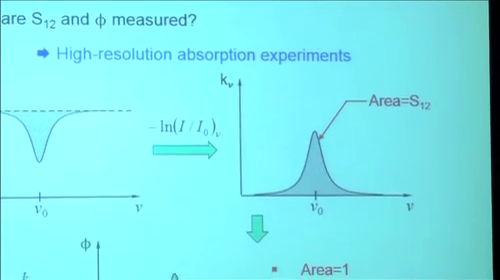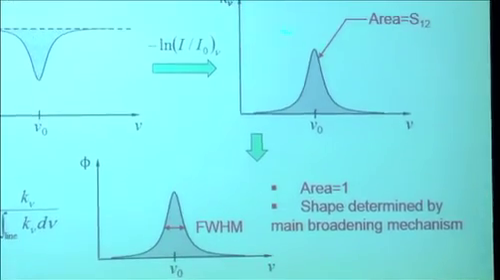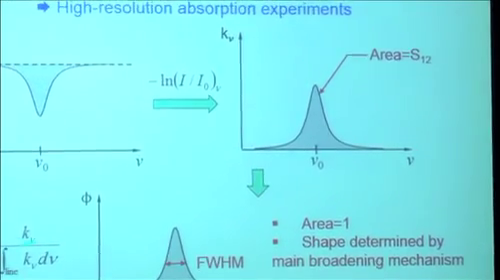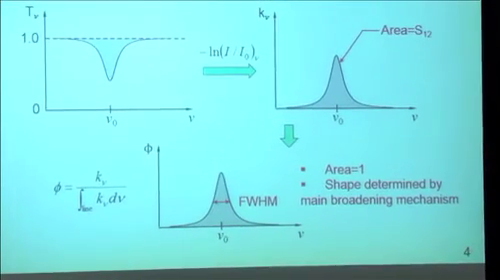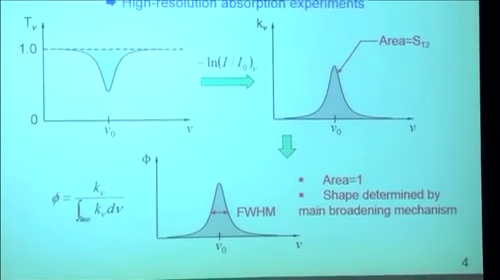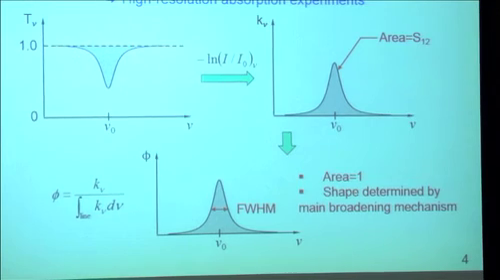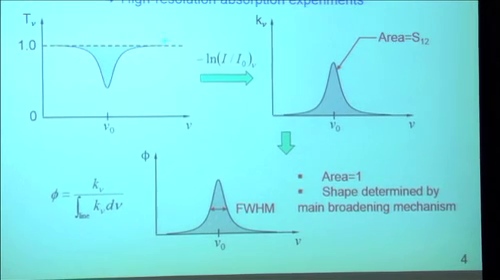And so you can take that local value of K and divide it by the integral and plot it now as phi. Now the integrated area under there is 1. So that's how we get it. We measure transmission in a high resolution experiment, convert it to absorbance, divide by the integral, the area, and we now have shape.